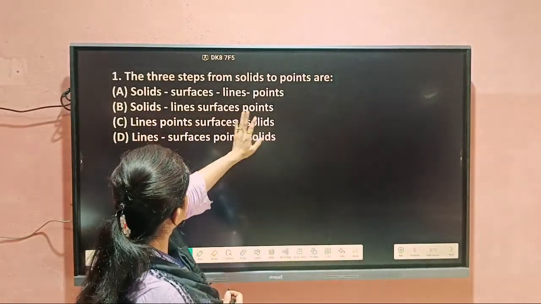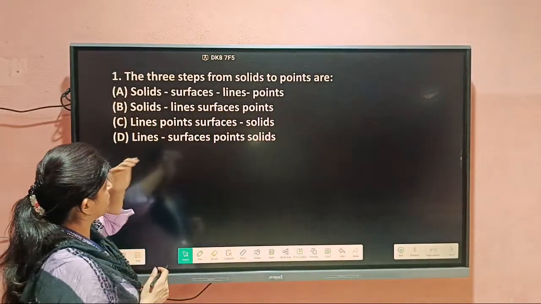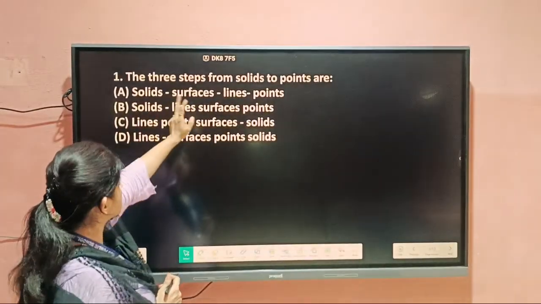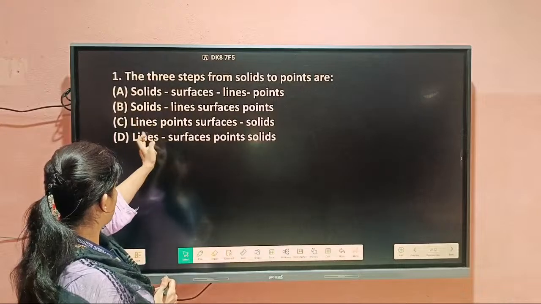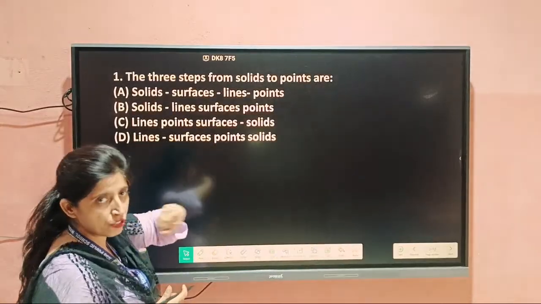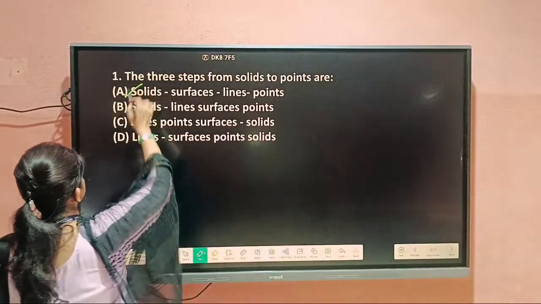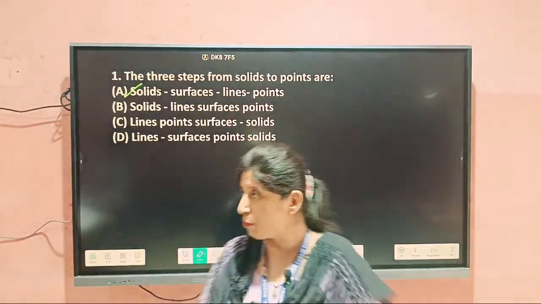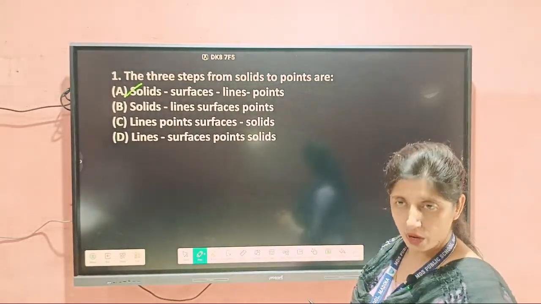The three steps from solid to the points are. What are the three steps that will go from solid to the points? Solid, surface, line and points. Line, point, surface and solids. So our option is first only solid, then surface, then lines, then points. This is the process. First solids, then surface, then line, and then point. Right?